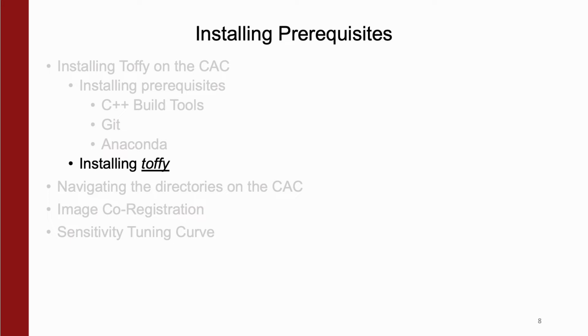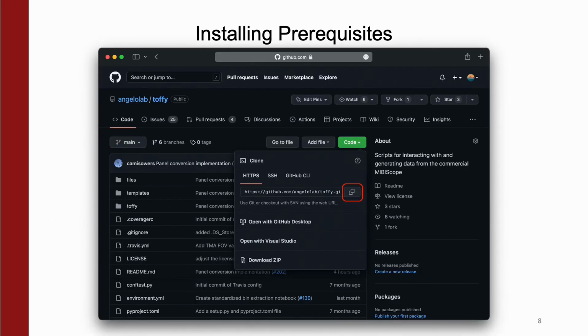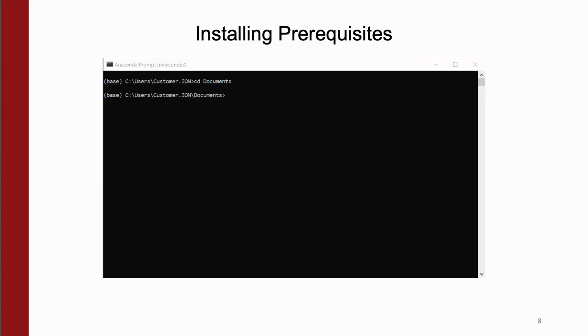Now we can go ahead and proceed to install Toffy. Head to the Angela Lab Toffy GitHub page, click on the green code button, and go ahead and click on the copy icon. This will copy the GitHub link.